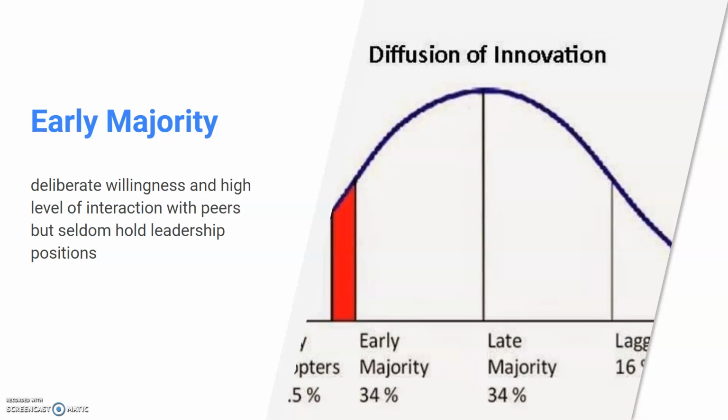Now you have the early majority. They have a deliberate willingness and high level interaction with peers, but seldom hold leadership positions. So with the early majority, when you're doing professional development with them, you have to spend more time explaining what the benefits of the technology are, like how it works, versus the innovators who will many times learn it themselves, and the early adopters who take a lot of initiative.